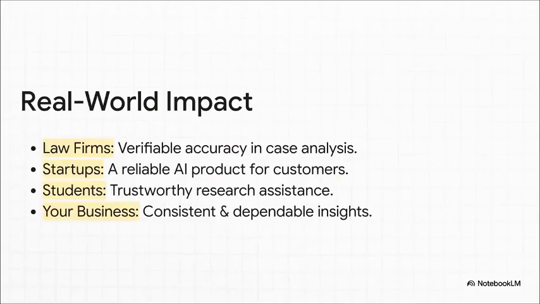And the real-world impact of this is just massive. For a law firm, it means they can produce an analysis that they can confidently stand behind in front of a judge. For a startup, it means they can finally ship a product to customers with real confidence, knowing there's a proper quality assurance process behind it. For a student, it means they can use AI as a research partner without worrying about it citing fake sources. And for any business, it means you can finally get consistent, dependable insights from your own mountain of data.